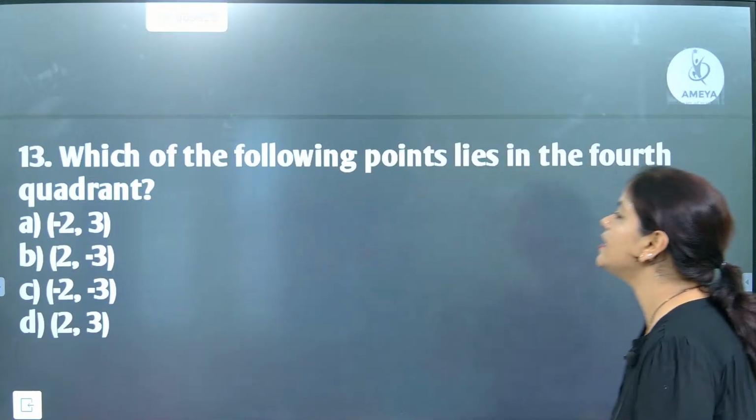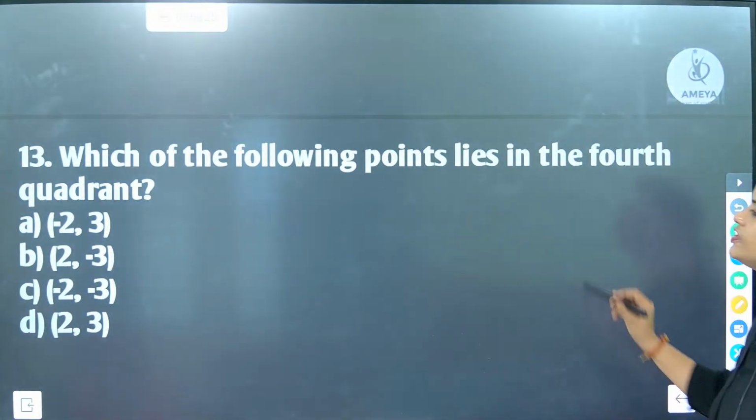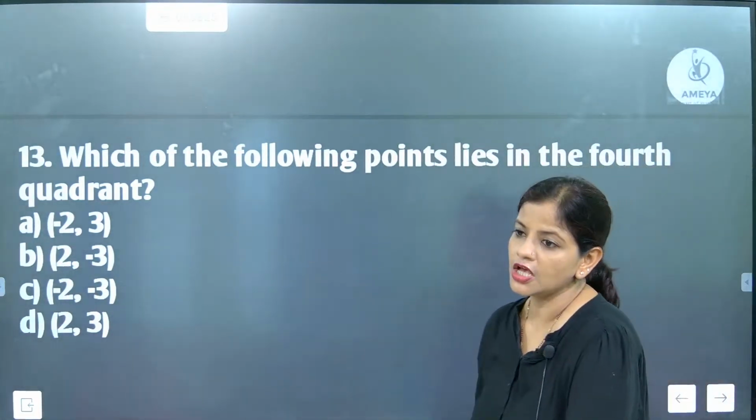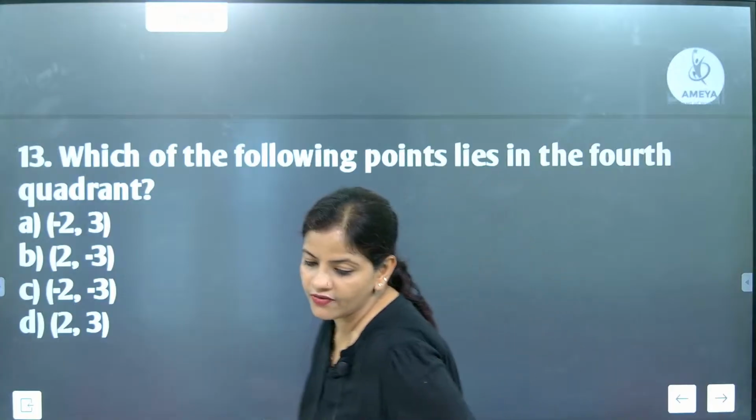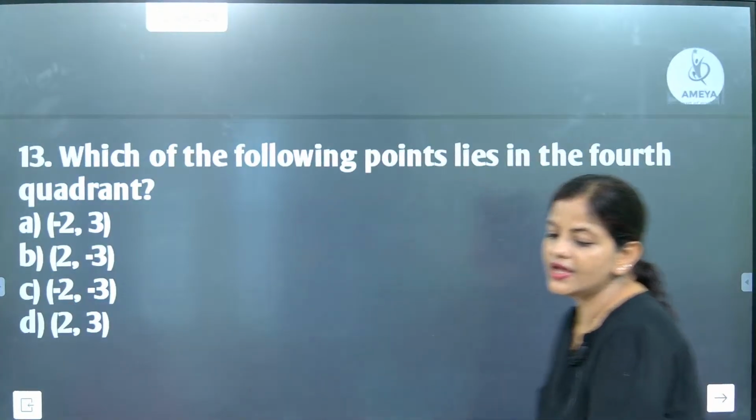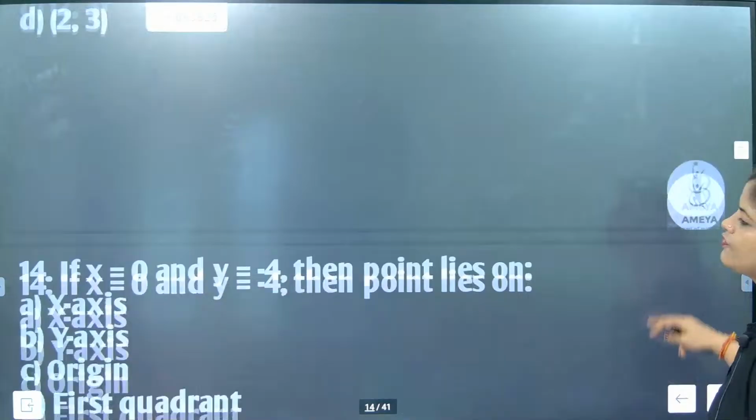Yes. So here the correct answer will be B, because on which axis, beta? Fourth quadrant. In the fourth, which one is positive? X positive, Y negative. X positive and Y negative. So now we will be going for the next one.